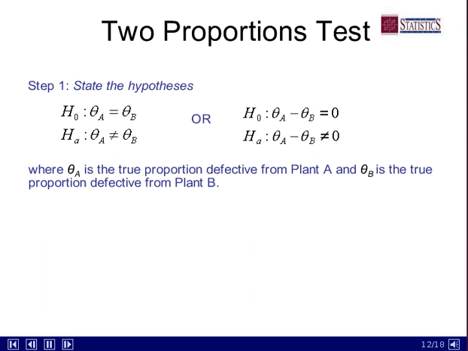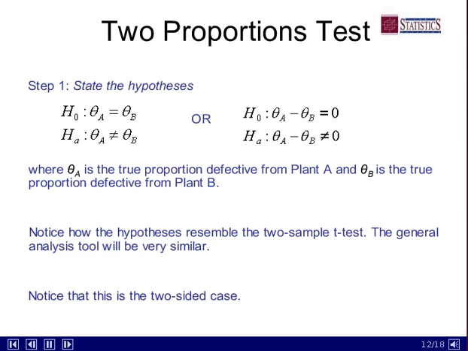So again, I'm going to use thetas. Just like a 2-sample t-test, it's going to be theta A equal to theta B, or we can use theta A minus theta B equal to 0, so that we could, if we wanted, form a confidence interval and look for 0. This will be a not-equal-to case here because there's no precursor of which plant is supposed to be better. We're just trying to decide if there's any difference between the plants. And also, notice how it does resemble a 2-sample t-test. We're basically just replacing mu's with thetas.